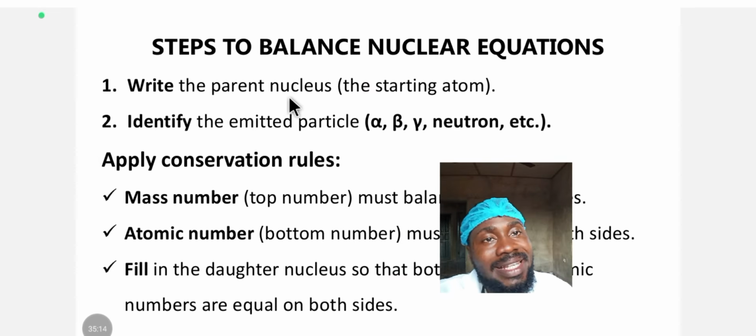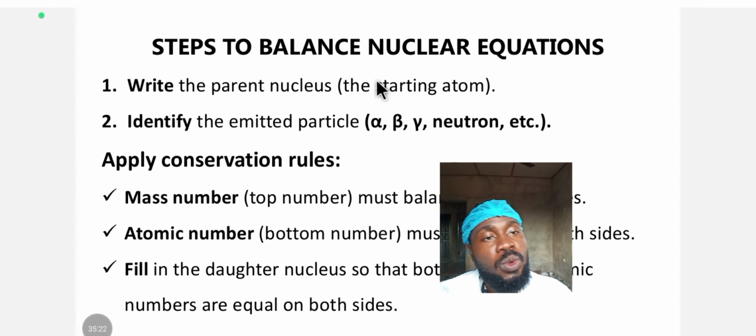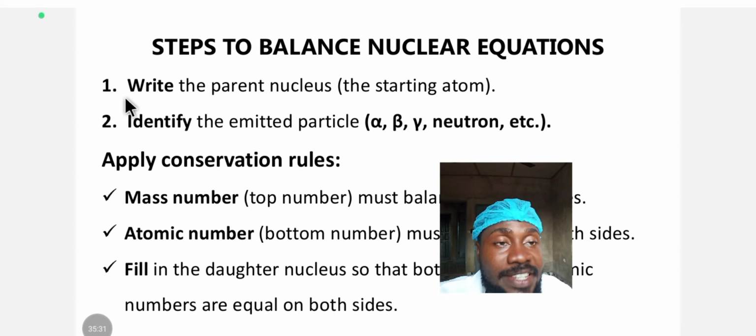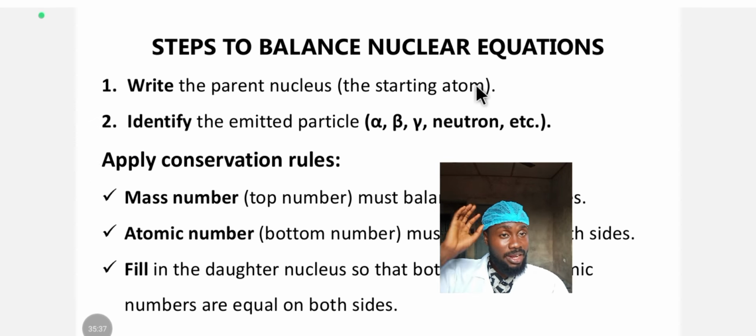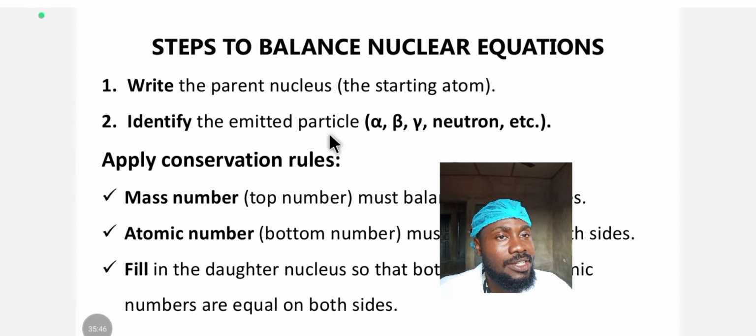Now, let's look at the steps to balancing a nuclear equation. I already explained it when we were looking at the nuclear diagram for nuclear fission and nuclear fusion, but let's just look at what we have here. The first step is to write the parent nucleus, the starting atom, where the reaction and disintegration started from. Write it out. Then number 2, identify the emitted particle. Was the particle emitted alpha? Was it beta? Was it gamma?